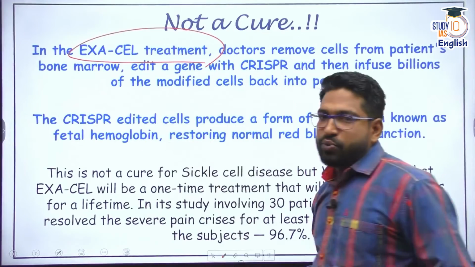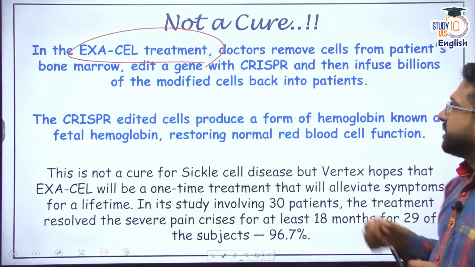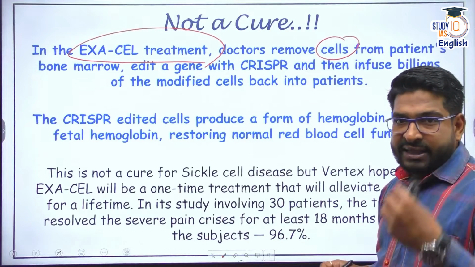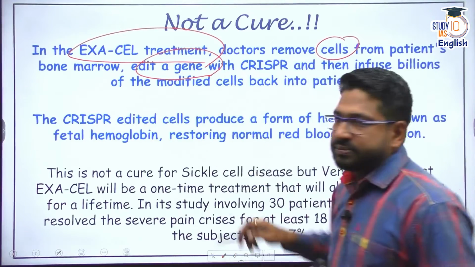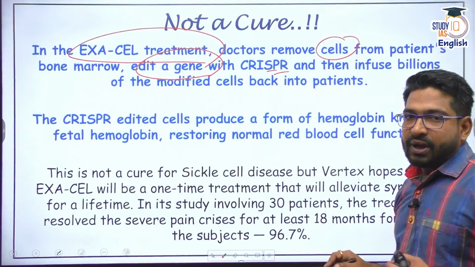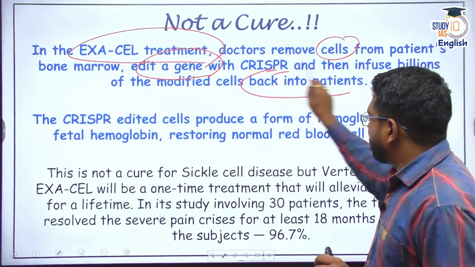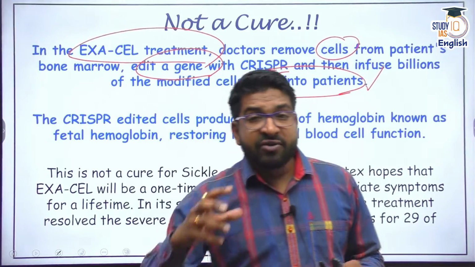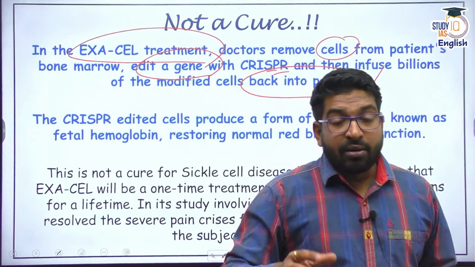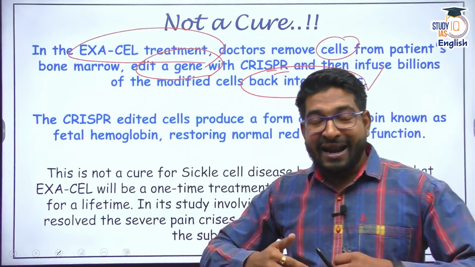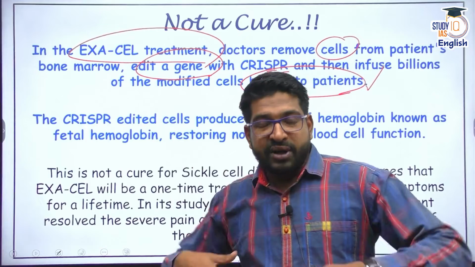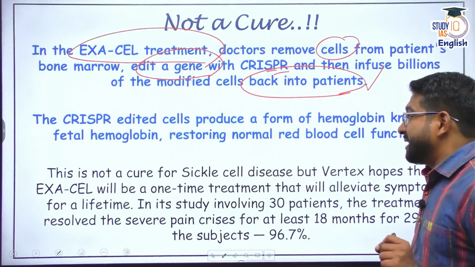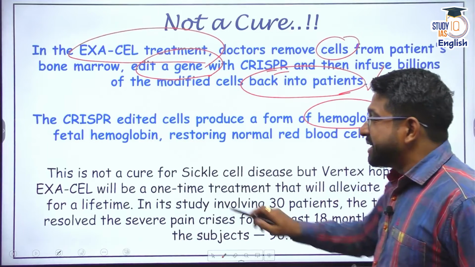Now in this Exaccel treatment, what doctors do is they remove the blood cells from a patient's bone marrow, and the healthy blood cells are taken and a gene is edited, right? A gene is edited using CRISPR. Here, the modified cells are put back into the patient. Basically, it's like a bone marrow transplantation, where a new kind of blood cell, and not one, billions of these blood cells are now introduced into the bone marrow or introduced into the patient. Now, what happens is these CRISPR edited blood cells produce hemoglobin, which is known as fetal hemoglobin.